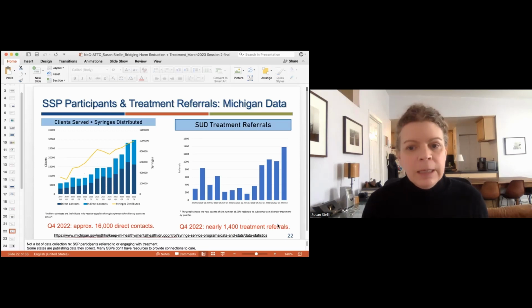And again, many of these places don't have the resources to do this type of data collection. It is mandated in some states. Or really to have the staff and the infrastructure to provide those connections to care.